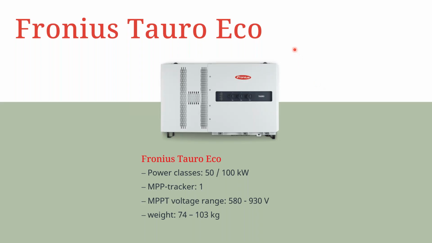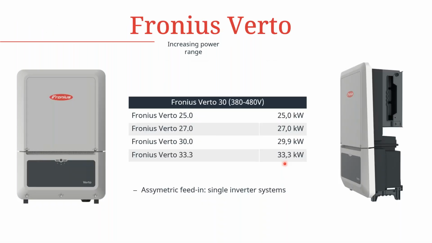Going into details about these components, very briefly, we have the Fronius Tauro available in the power class 50 and 100 kilowatt. This inverter has 1 MPPT with an operating MPP voltage of 580 to 930 volts. The weight, respectively, for the 50 and 100 kilowatt would be 74 and 103 kilograms.